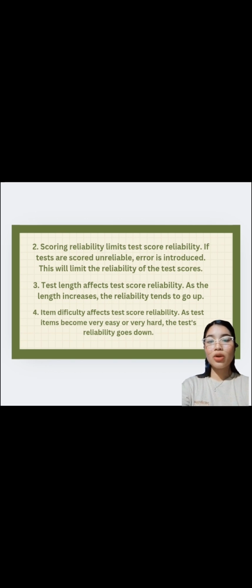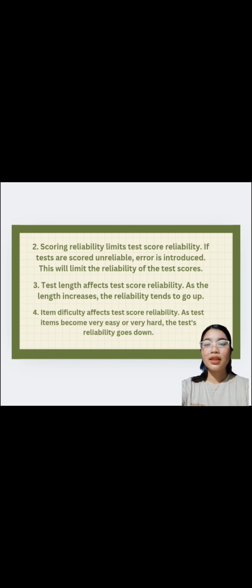Number 2, scoring reliability limits test score reliability. Scoring reliability refers to the consistency with which different scorers or raters evaluate the same test or assessment. If scoring is inconsistent, it introduces error into the measurement process, undermining the test's overall reliability.